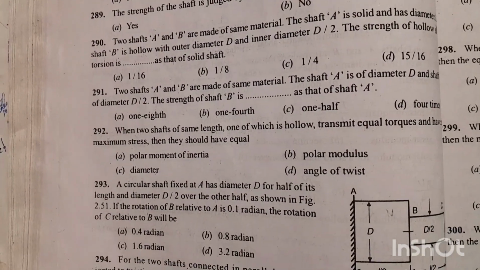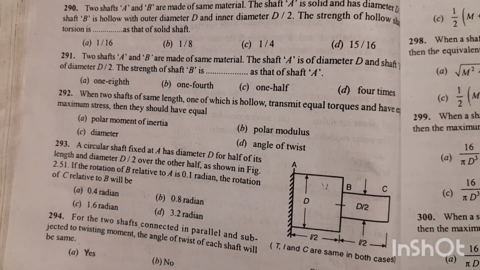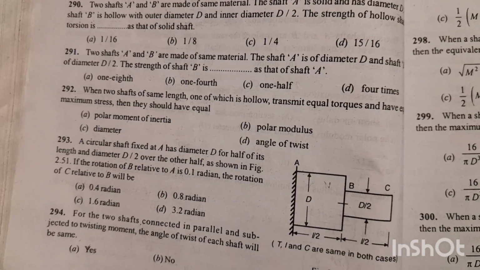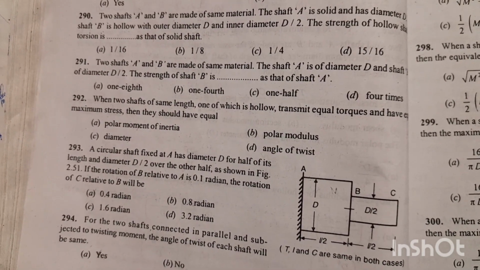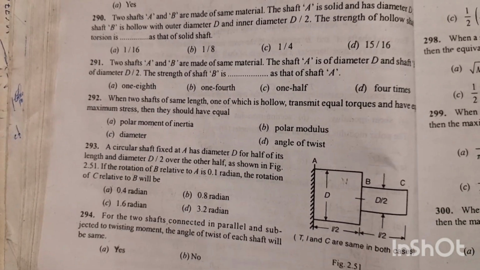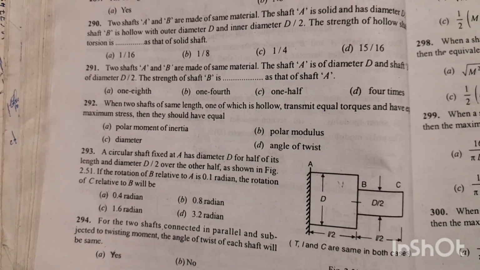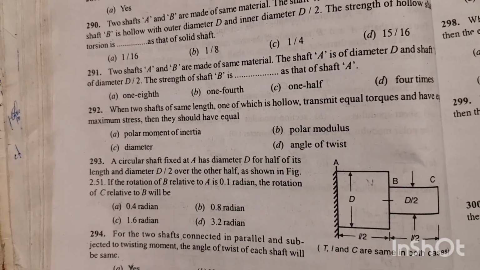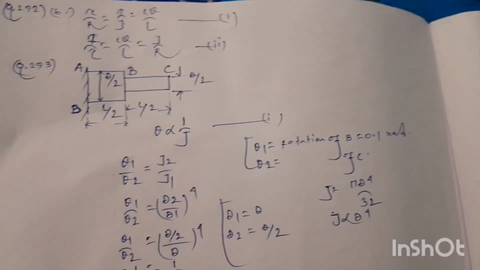Next question 293. A circular shaft fixed at A has diameter capital D for half of its length and diameter capital D by 2 over the other half, as shown in figure 2.51. If the rotation of B relative to A is 0.1 radian, the rotation of C relative to B will be. So the figure is drawn here.